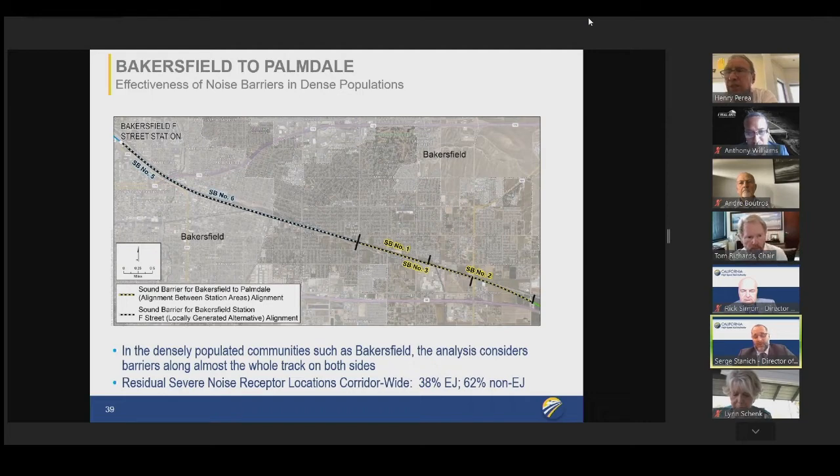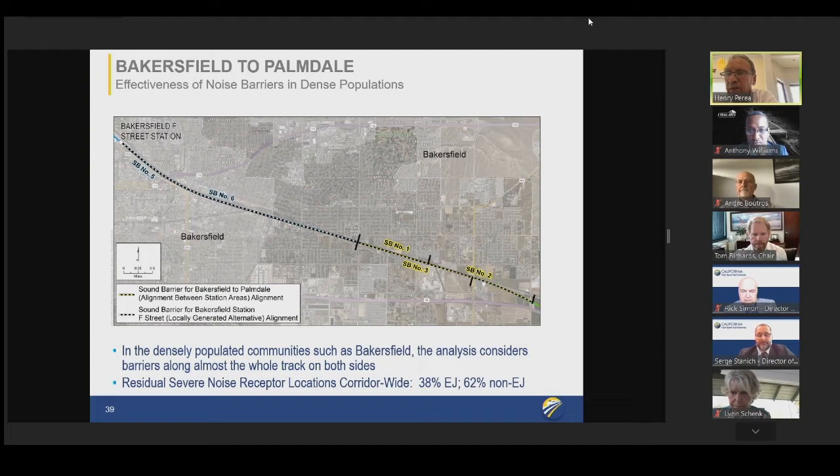We will still have ultimately some residual severe impacts, but this is where the authority continues to commit to resolving these issues as we advance design to obtain or achieve the best technology and mitigate noise as we advance the project.